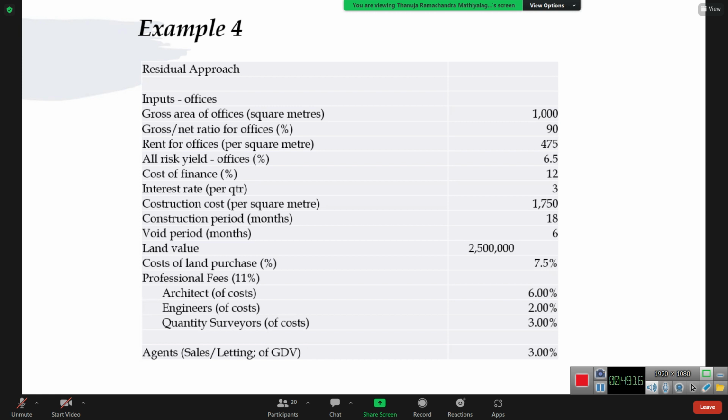Madam, can you explain this all risk yield? That is a kind of rate of return, right? Return against all risk. So covering all risk, this is the return we should get, 6.5%. Basically, that is the expected rate of return. Exactly, yes. In other cases, what we took as RR, here it is the same thing. Okay, ROR. Thank you, madam.